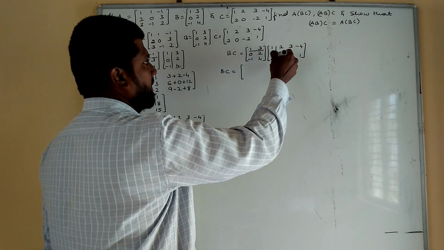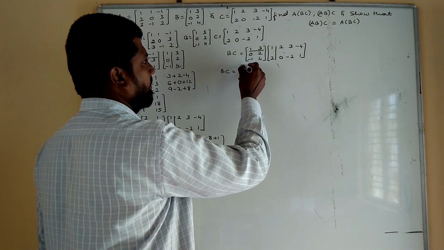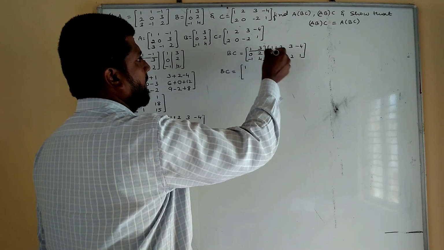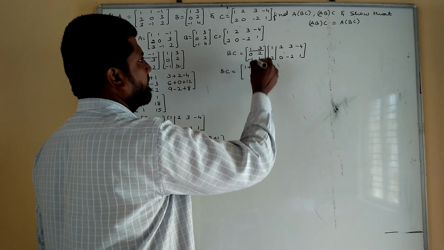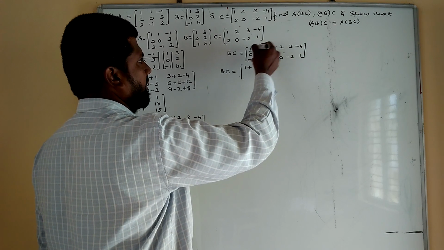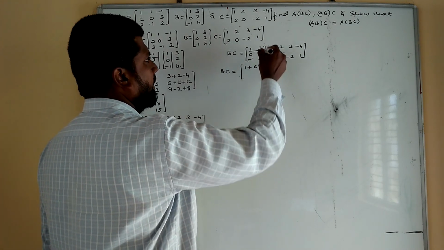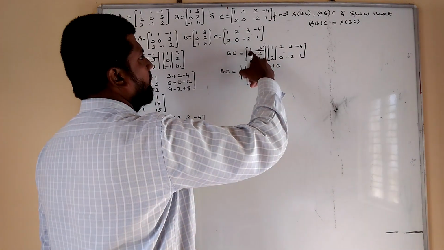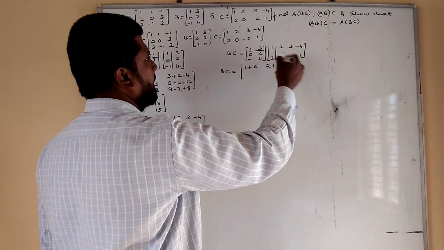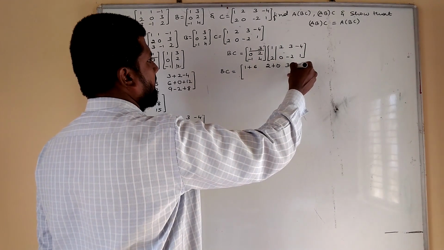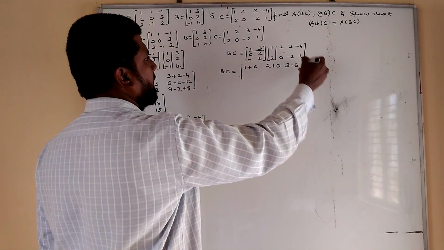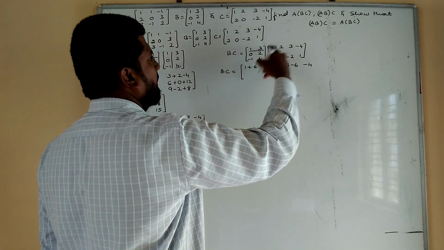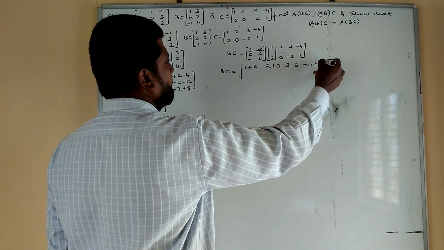First row should be multiplied with first column. 1 into 1 is 1. 3 into 2 is plus 6. First row, second column. 1 into 2 is 2. 3 into 0 is 0. 1 into 3 is 3. 3 into minus 2 is minus 6. 1 into minus 4 is minus 4. 3 into 1 is 3.